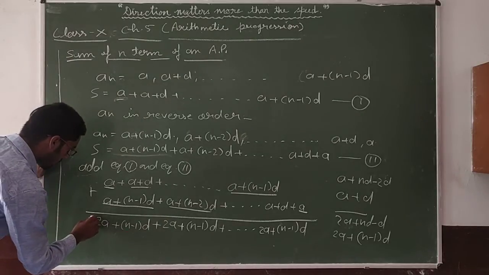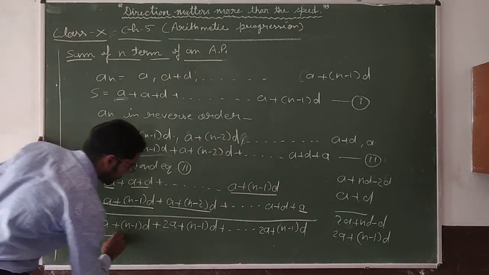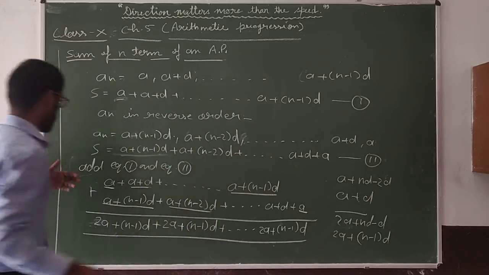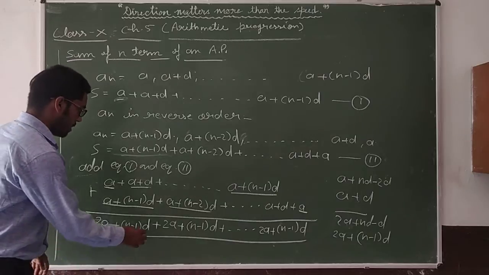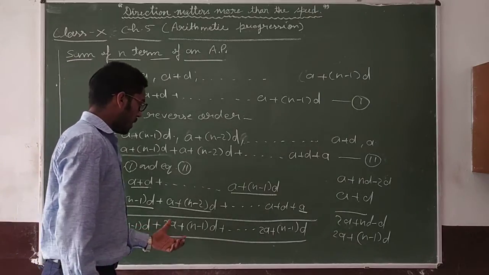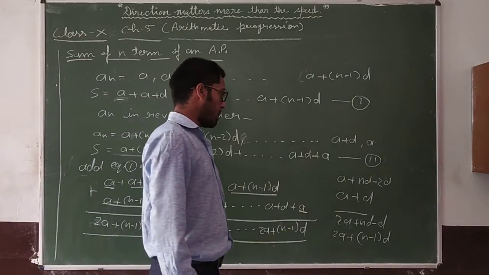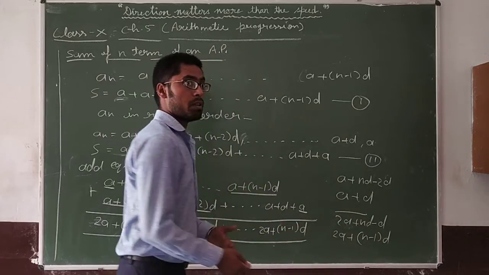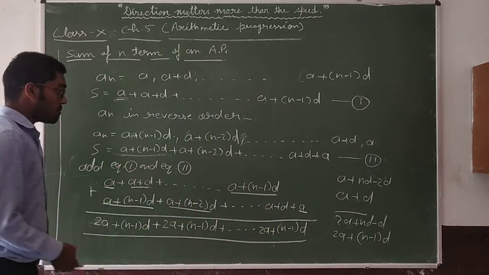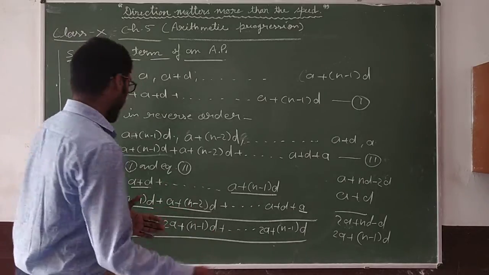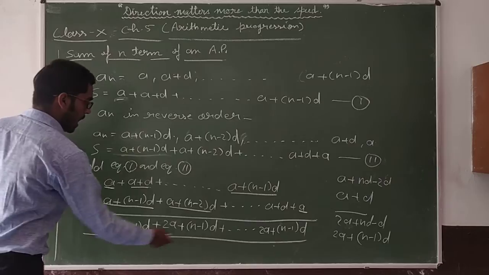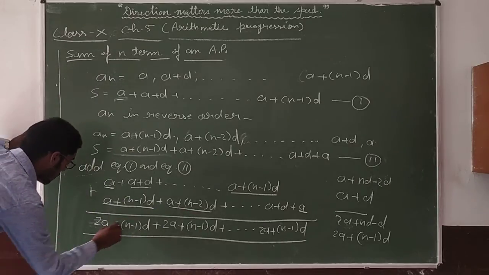See, after adding equations one and two, we are getting 2a + (n - 1)d. The next term is 2a + (n - 1)d, the next term is 2a + (n - 1)d. It means all terms are the same, so we are getting this term n times.